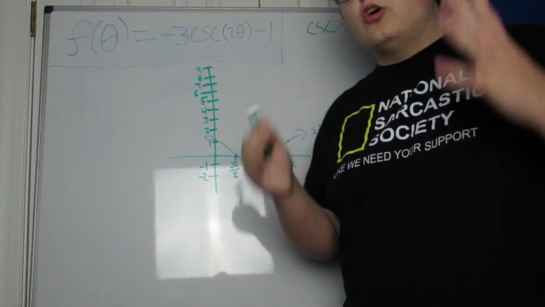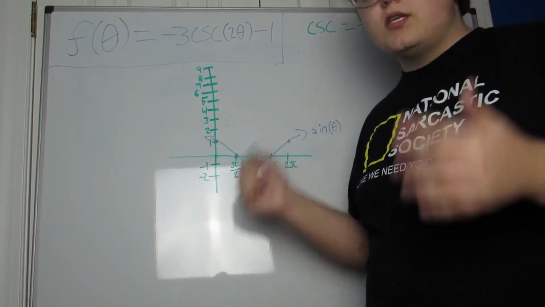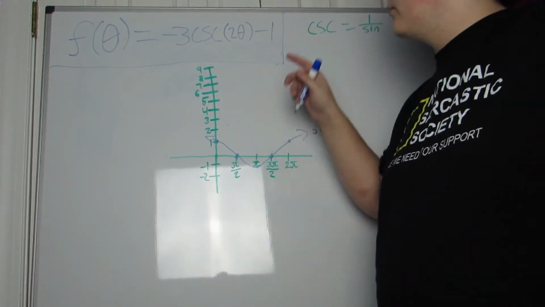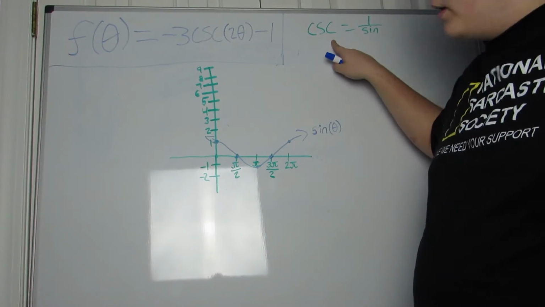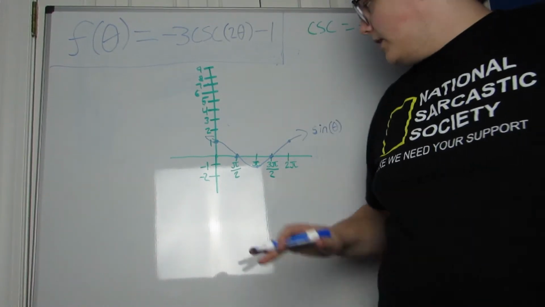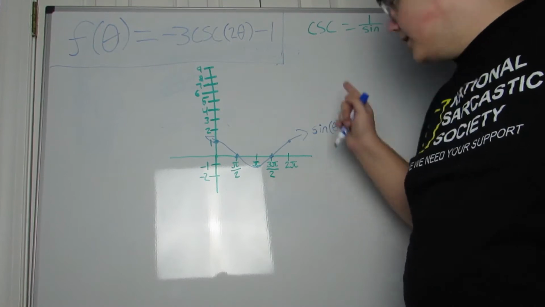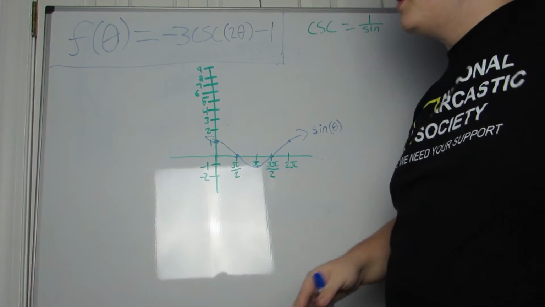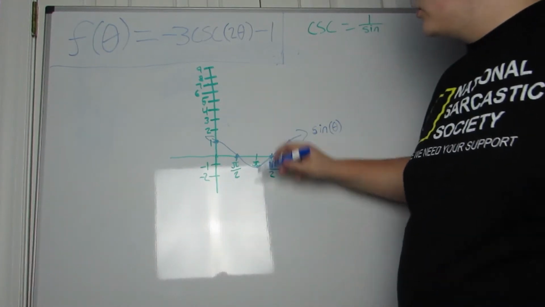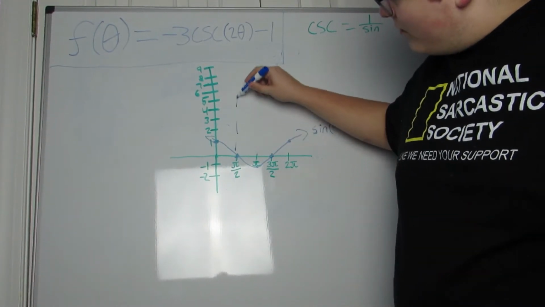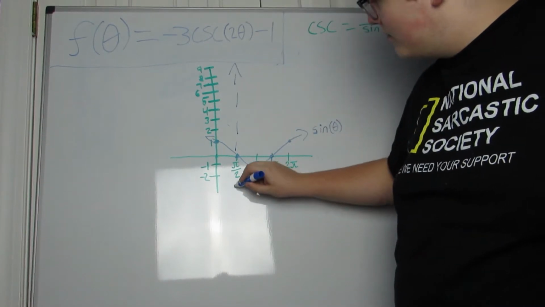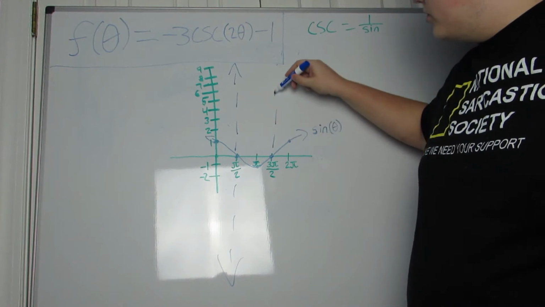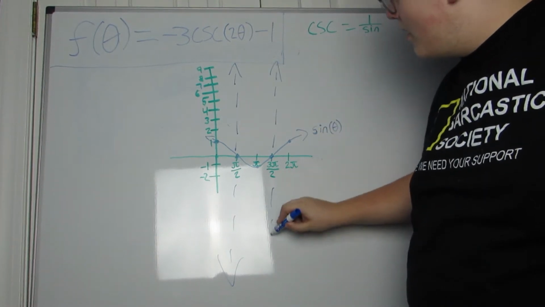The graph of f of theta equals cosecant of theta would look like a rational function version of this. It would have asymptotes at values where sine of theta is equal to 0, because sine would be in the denominator and 0 can never be in the denominator. So you would have vertical asymptotes at places such as pi over 2 and 3 pi over 2, etc.